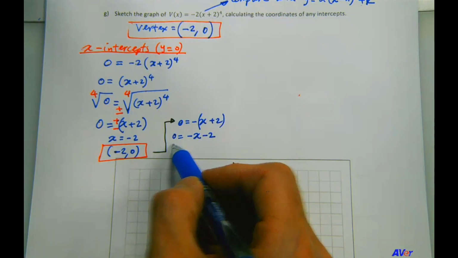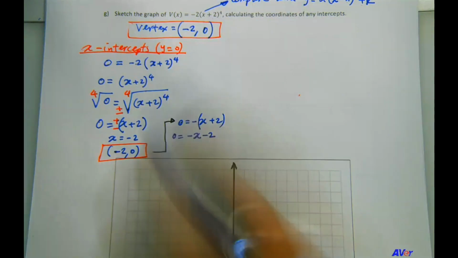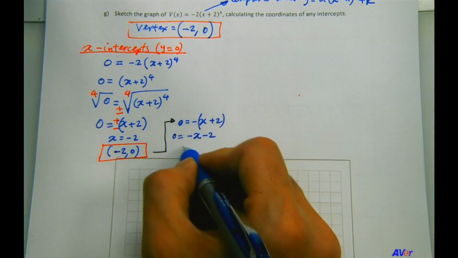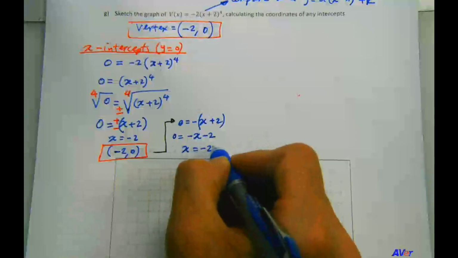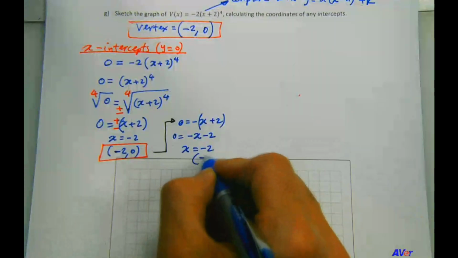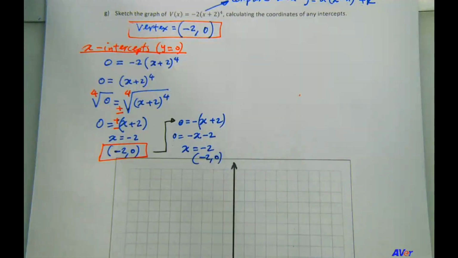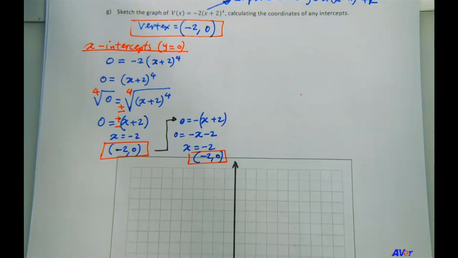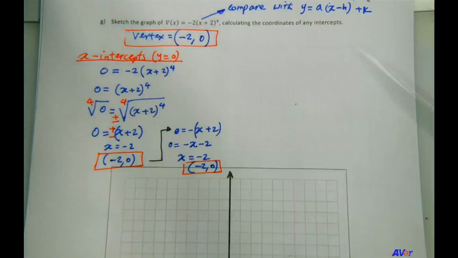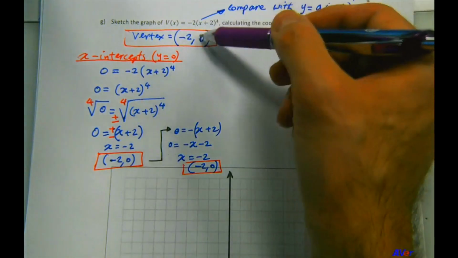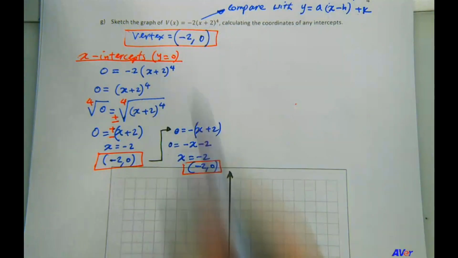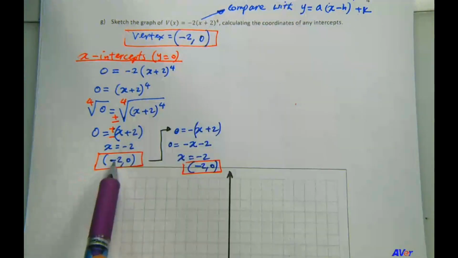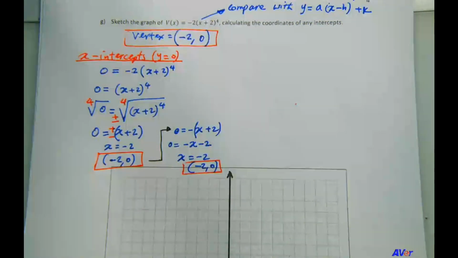So we will have x equals -2 again, unless I made an error, and that's -2 comma 0. So both x-intercepts are the same thing. That makes sense because the vertex is at negative 2 comma 0. So the vertex is the only x-intercept we have. That's the only place the graph will intersect the x-axis.